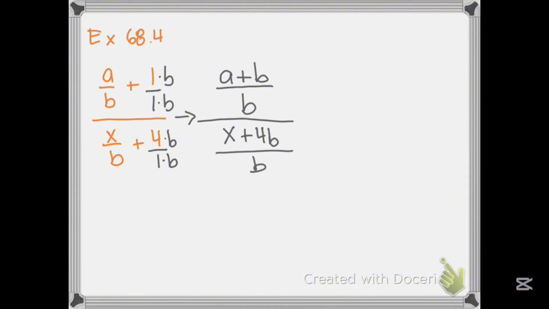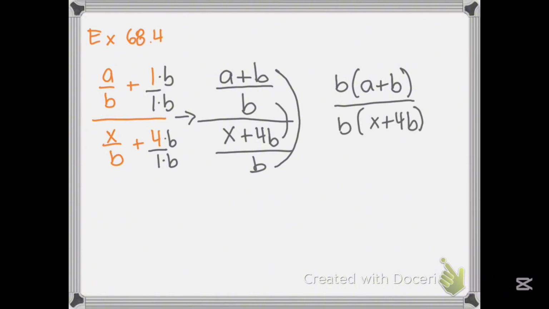And notice again that now we have a fraction of fractions, so we can divide, and we're going to multiply the two on the outside, so we have b times a plus b, and then on the middle we have b times x plus 4b, and the b's cancel again, just like we talked about before. The b's cancel, and that is our answer.